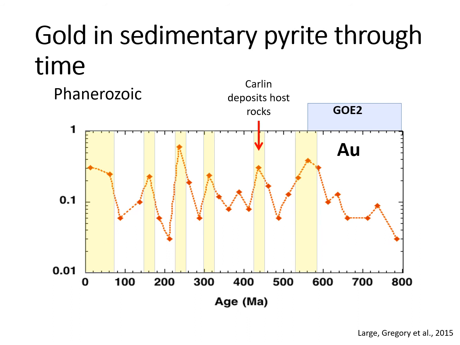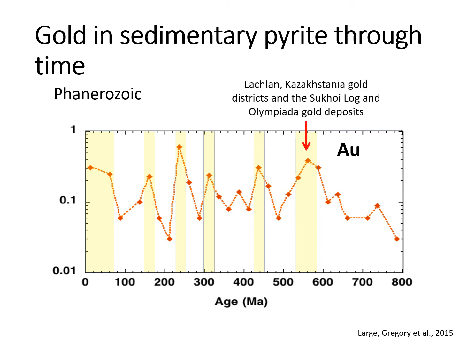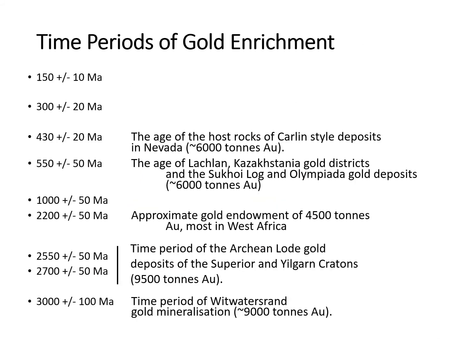And we see a similar thing in the Phanerozoic, although it's more variable, which might be a function just of sample density, because there's a lot more Phanerozoic rocks. And these too match the ages of host rocks for major gold districts, like the Carlin deposits here. And here at this time period, the Lachlan, Kazakhstani, and Sukhoi Log deposits. In all, we identified several different time periods of gold enrichment in sedimentary pyrite, and they tend to match the ages of known gold districts.